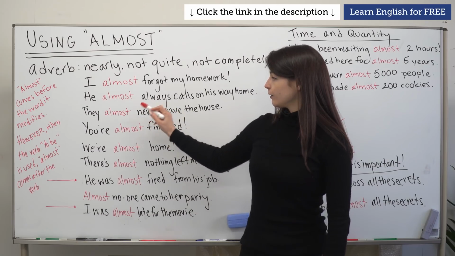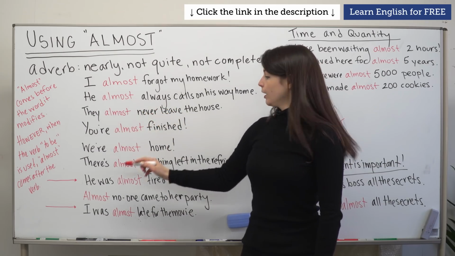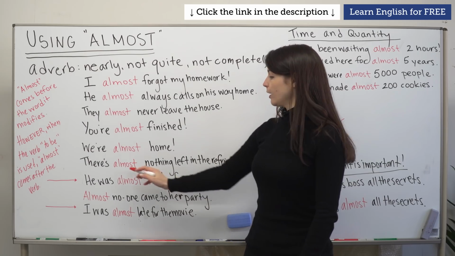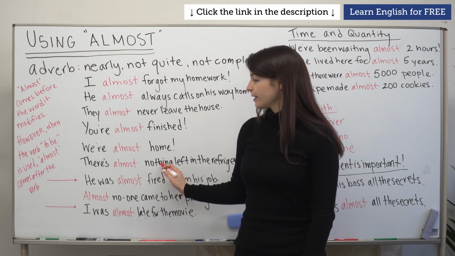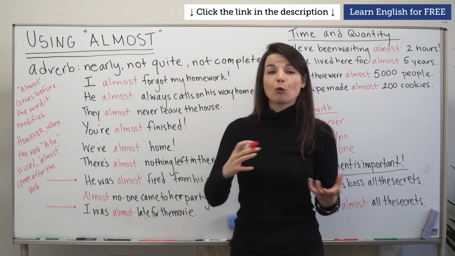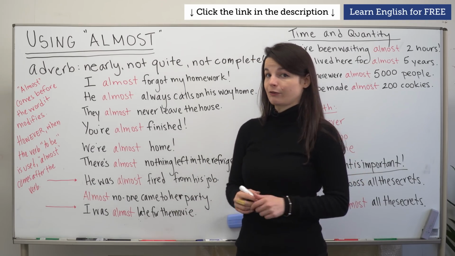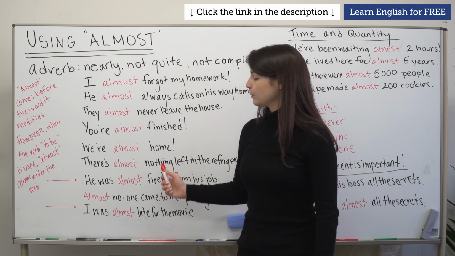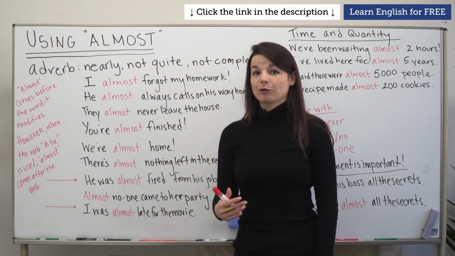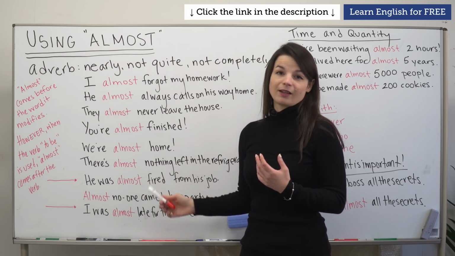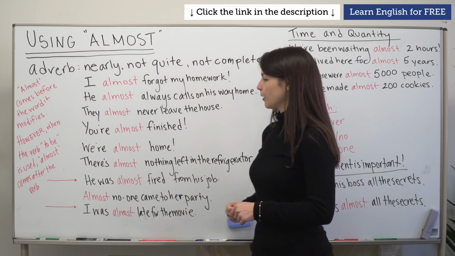Similar to the negative I used up here with never, we've got there's almost nothing left in the refrigerator. So again, almost nothing in this case. Very nearly no things, very nearly nothing to eat or no food in the refrigerator. This sentence means there's something in the refrigerator, a few things maybe, but almost nothing. So very little of something.